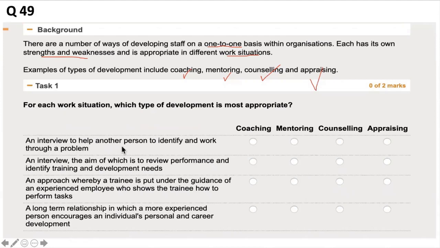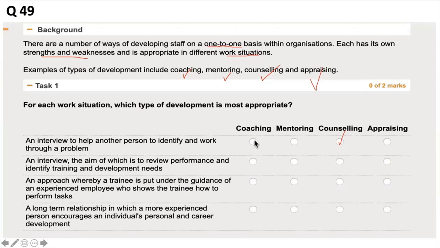An interview to help another person to identify and work through a problem. That sounds more like counseling. Why am I saying that? You're not appraising someone. If you appraise someone, you're actually evaluating someone. So you're helping someone identify a problem and work through it. That's not appraising someone. You're not mentoring someone, which means you're developing someone. That would be longer term. So you're doing something like an interview to help someone work through a problem.